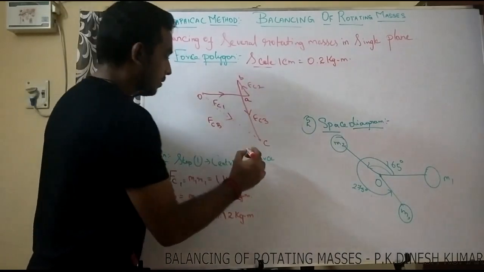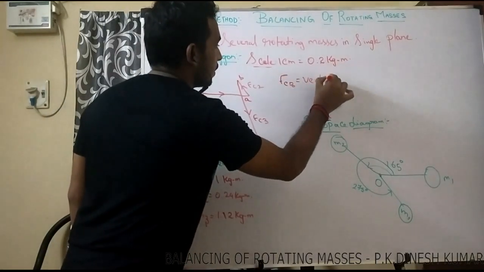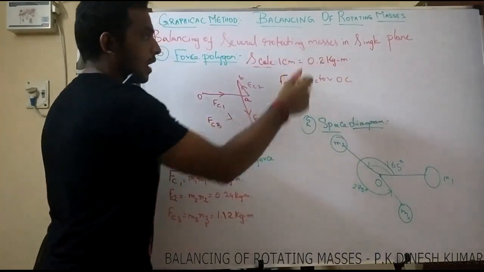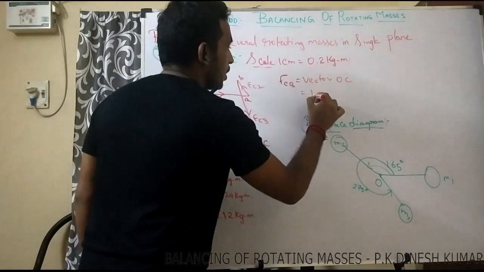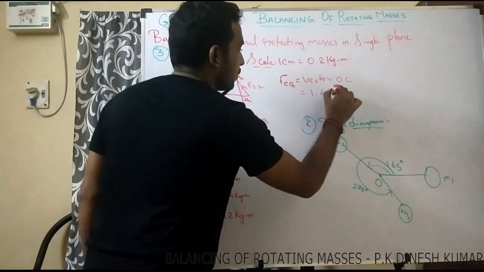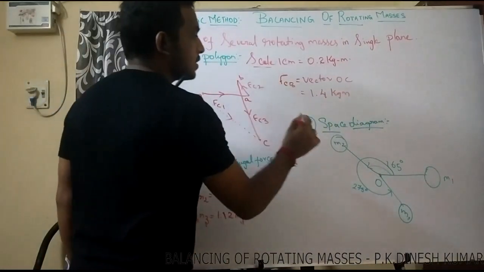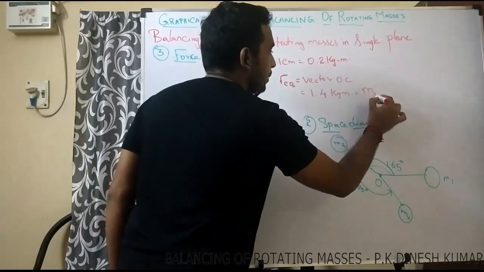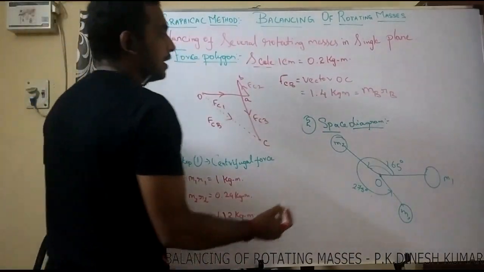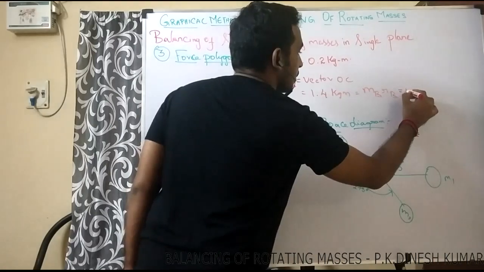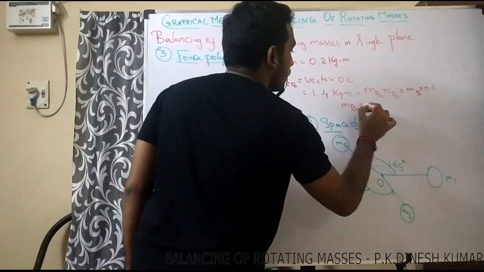So with respect to that, I am getting that FCB is equal to vector OC. Vector OC, when you multiply with respect to the scale of 0.2, I will be getting a value of 1.1 centimeter, that is 1.4 kg meter. Okay, so we know that FCB is equal to what? FCB is equal to MB into RB. We know that in our problem, RB is given as 0.1 meter. So from there, MB into 0.1, I am going to get MB is equal to 14 kg.